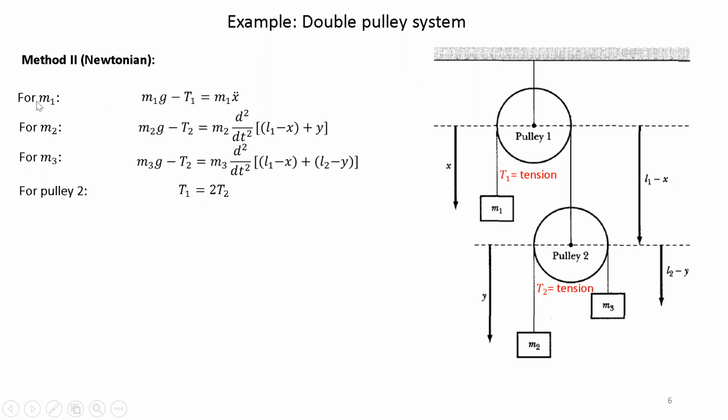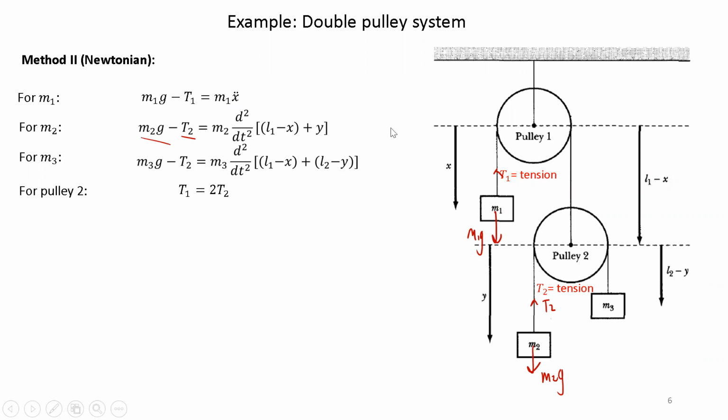So let's look at M1. The net force acting on M1 is M1G minus this T1, and that would be M1 X double dot. Now for this M2, I have this M2G and then this T2 over here, that would be equal to M2A.